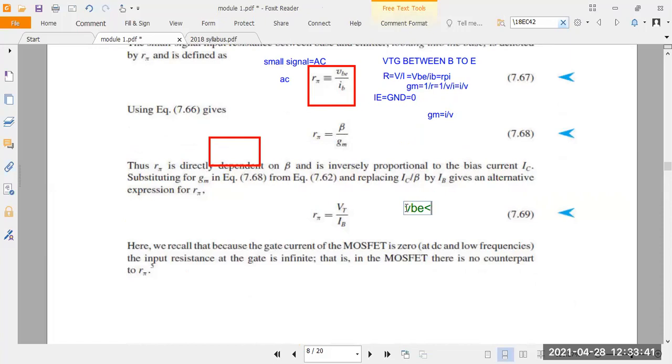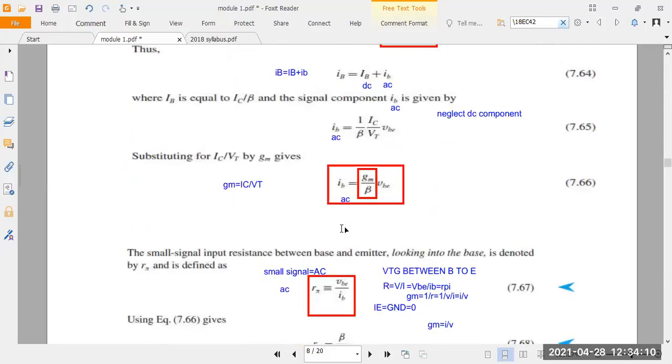VB is very small compared to the VT means instead of writing small VB here, you can take capital VT divided by, instead of writing small IB, you can take capital IB. Means DC is very dominating here when VB is small. And there is a small AC, so the DC is very dominating here. That is the R pi equation. R pi is equal to VT divided by IB.